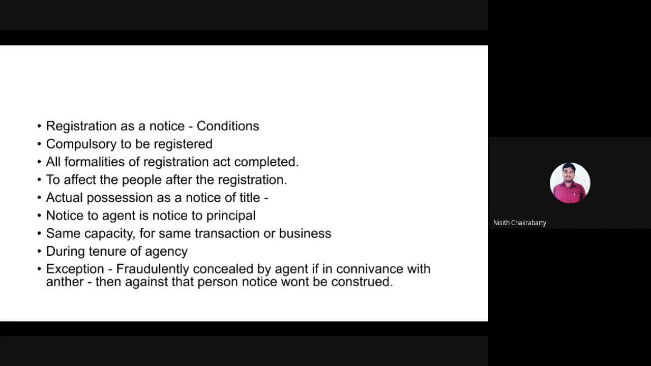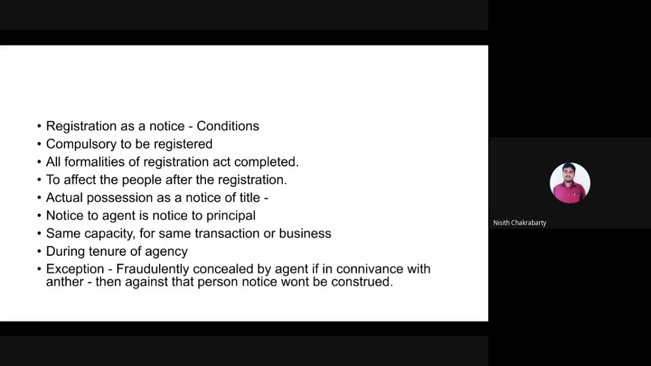If something is registered, it will be deemed as if the person concerned has notice of that, because the conditions to be fulfilled for a registration to be a notice are these. First ingredient: the document which has been registered must be required by law to be compulsorily registered. That document must be compulsory to be registered under law.